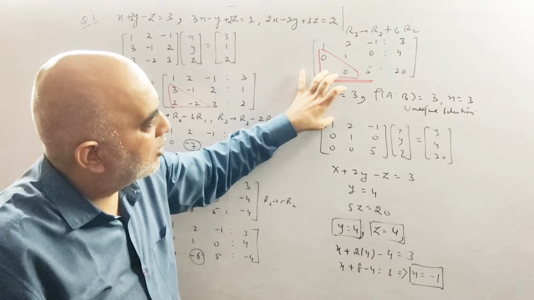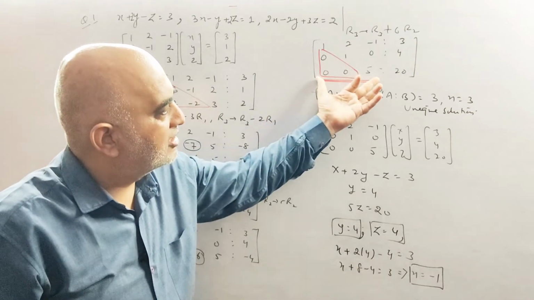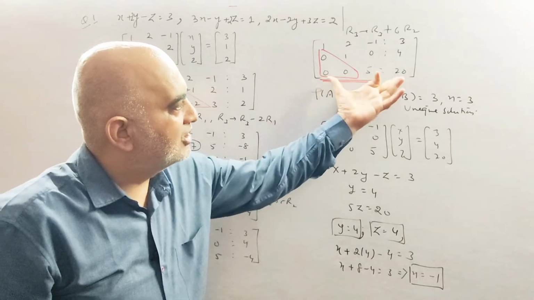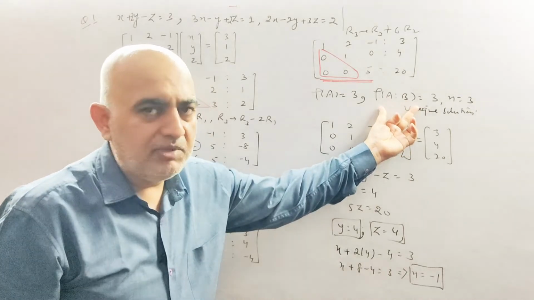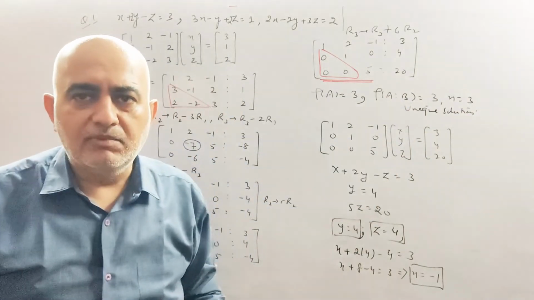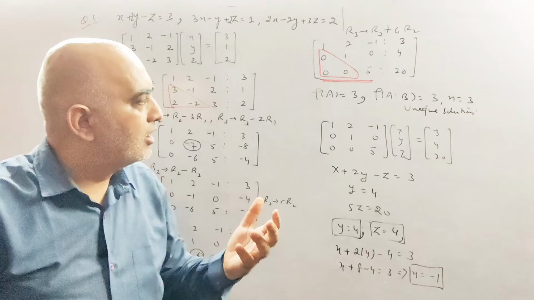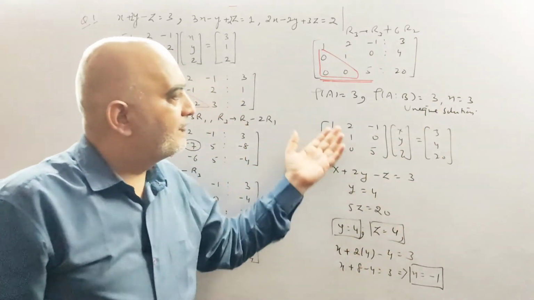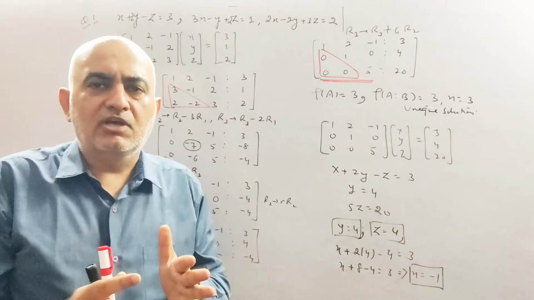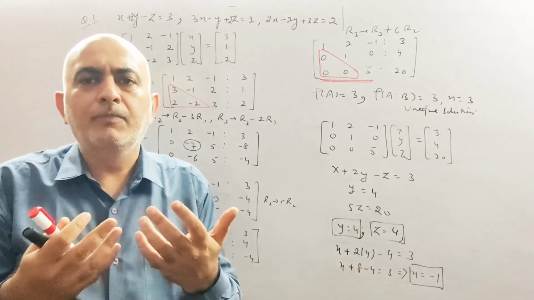Then we can find out the rank of A. First of all, check this matrix. What is the rank of A? Then check the whole matrix. What is the rank of AB? And n is the number of variables. So here the number of variables is 3. Now these 3 are equal. If these 3 are equal, it is the first case, when the system has a unique solution.